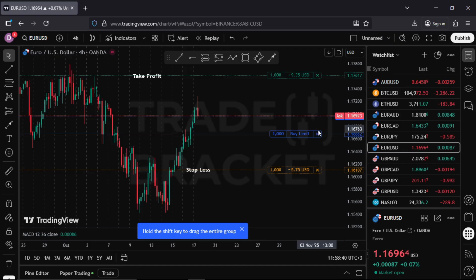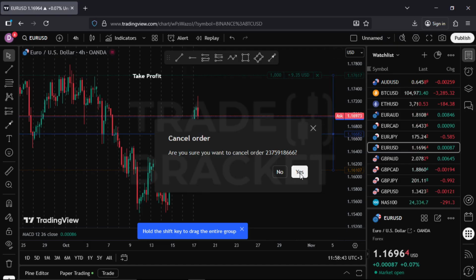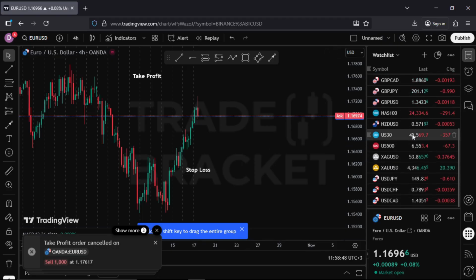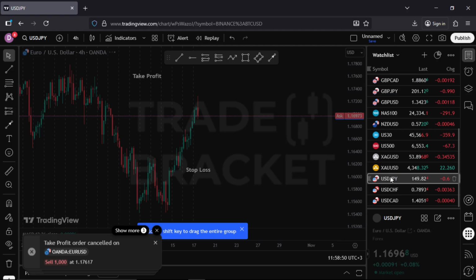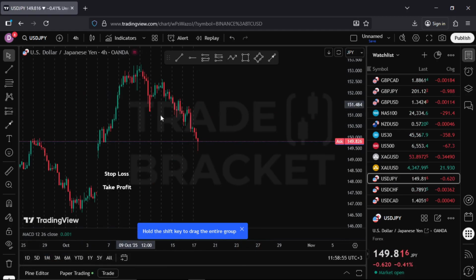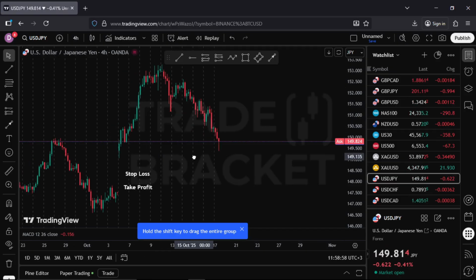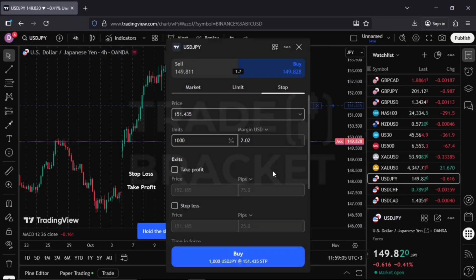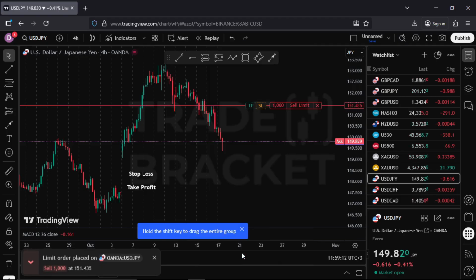So let's do the sell limit now. Let me cancel this. For the sell limit, let me use another chart, because I want a market that is selling. As you can see, this is the USD JPY chart. If I wanted to place a sell limit on this chart, just right click once again, pull up my order ticket, then head to limit, then head to sell, then click the sell button. So my sell limit will be placed.